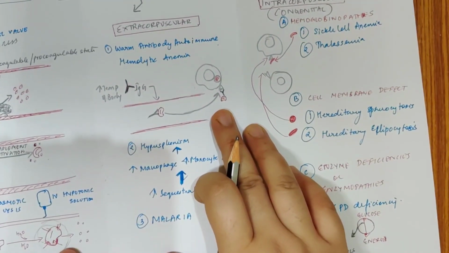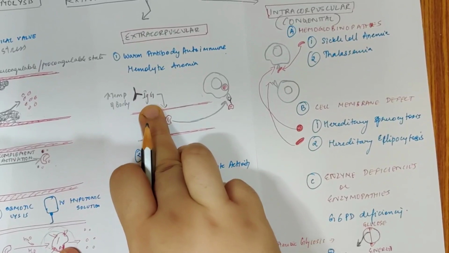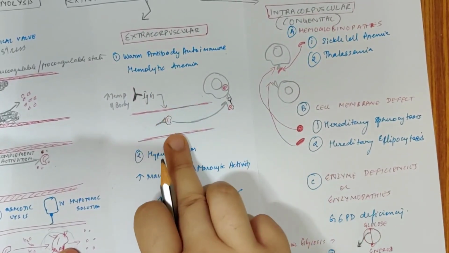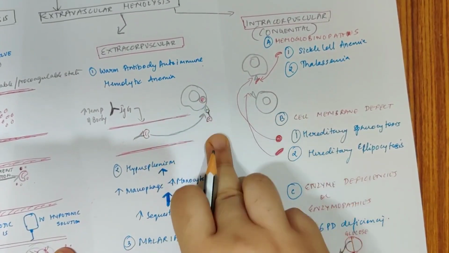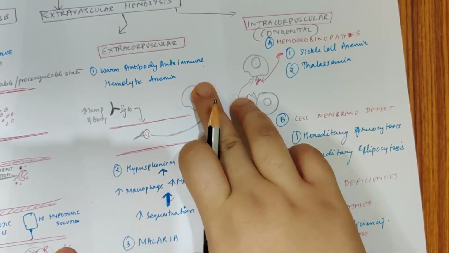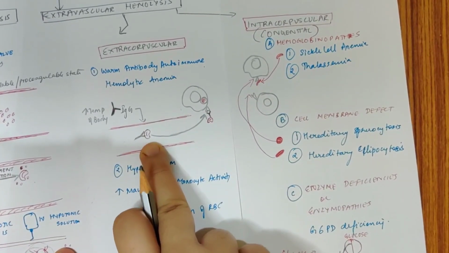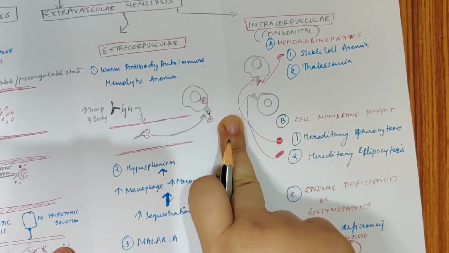In this, due to change in the body temperature, there is increase in the body temperature, IgG is formed. This IgG will again bind to the RBCs. This will directly go to the macrophages and gets destroyed. So whenever an IgG is bound to an RBC, it directly goes for destruction.